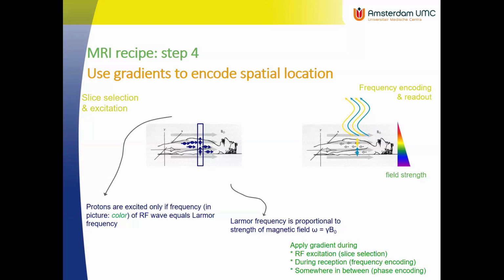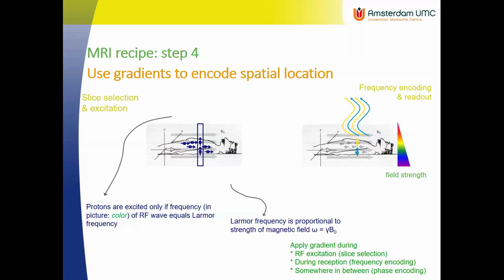To sum up, we apply a gradient during the excitation, which is slice selection. We apply a gradient during signal reception, which is called frequency encoding. That is because I encode the spatial position with the frequency of the RF waves. And then somewhere in between, I have another magic trick, which I'm not going to explain because it's too technical. It's called phase encoding.